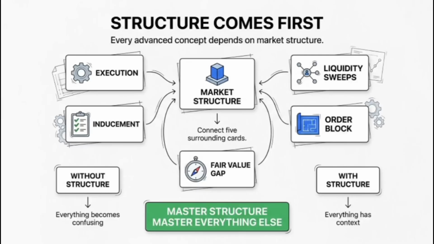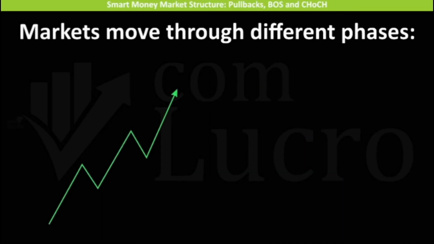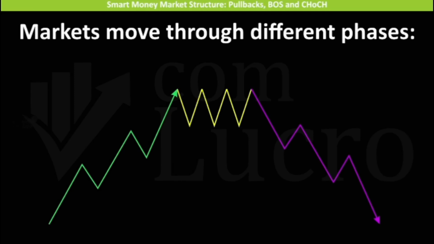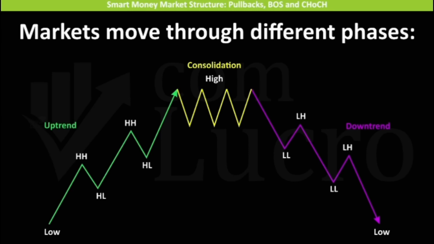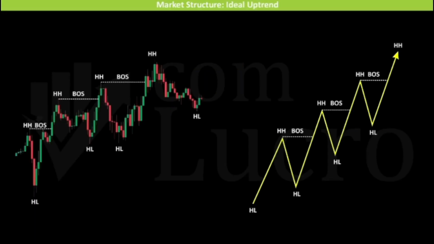Before discussing order blocks, liquidity sweeps, fair value gaps, or any advanced trading concept, you must first understand market structure. Structure is the foundation of every technical analysis method. Without it, advanced concepts lose their effectiveness. Every market exists in one of three conditions: an uptrend, a downtrend, or a consolidation. The first task of every trader is identifying which condition the market is currently in. Once you know that, separating trend continuation, pullbacks, and genuine reversals becomes much easier.